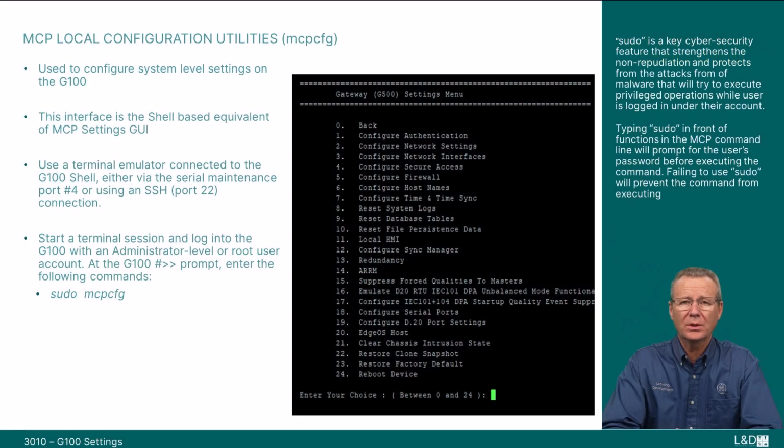The local G100 settings, including serial ports, network configuration, time settings, administrator user management, etc., are managed using either the MCP local configuration utility or the MCP Settings GUI. The functionality of the system is identical when settings are performed. The difference is one is a shell-based interface and the other is a web-based interface.